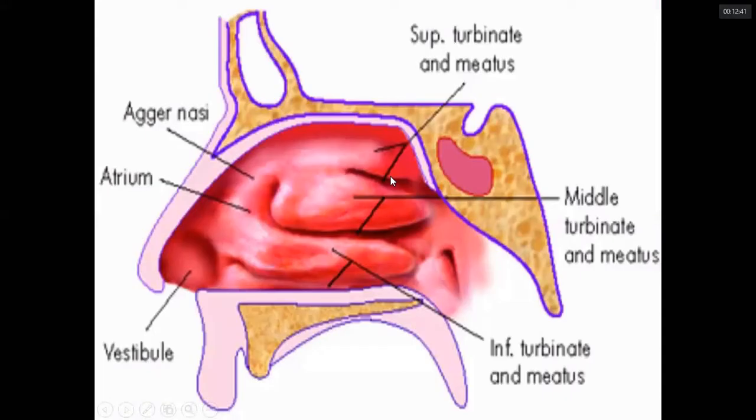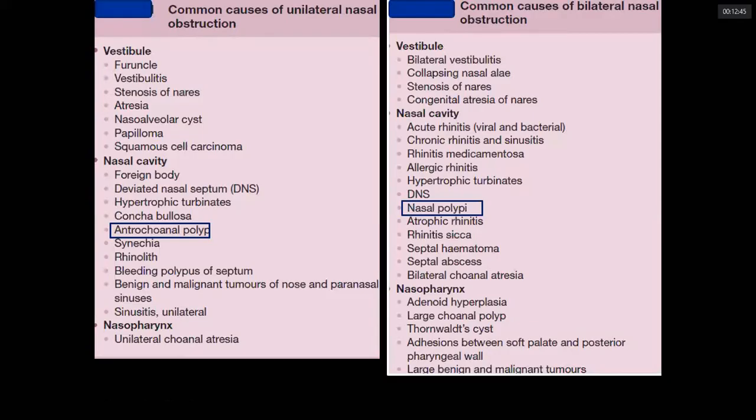So you may be asked, and this is also a very common question, especially in the practical exams, in the viva, and sometimes in the theory exams too. You may be asked, what are the common causes for unilateral nasal obstruction, and what are the common causes for bilateral nasal obstruction? Now you're already in 4th year, and you need to know anything that is in the boxes and the diagrams. They're important. That is why they are in the boxes.